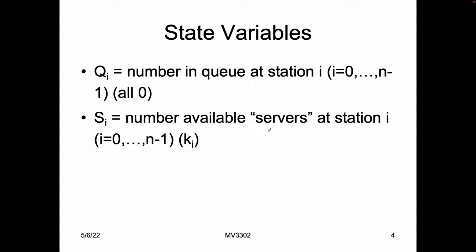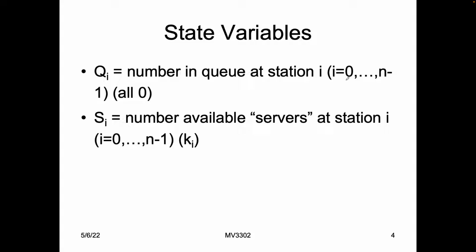Now, just for simplicity, the minimum number of state variables we need is this. But again, as with the tandem queue, we need to distinguish what the situation is at each station. So Q_i is going to be the number in the queue at station i. And for any given situation, if we were to stop the simulation and look at things and say, what is the state of our system?